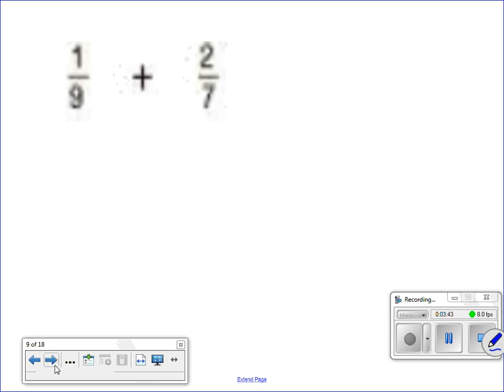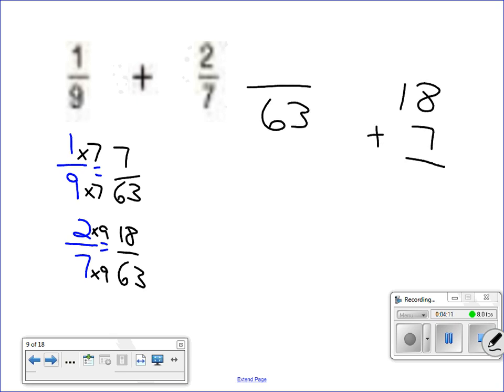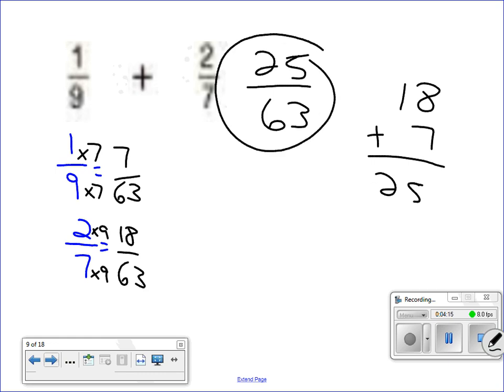This is 1/9 plus 2/7. Find a common denominator. I'm going to stack up my fractions. You see how convenient stacking fractions are, kids? 9 times 7 equals 63. 1 times 7 is 7. 7 times 9 is 63. 2 times 9 is 18. So this is out of 63. 18 plus 7 gives me 25. Answer is 25 over 63.